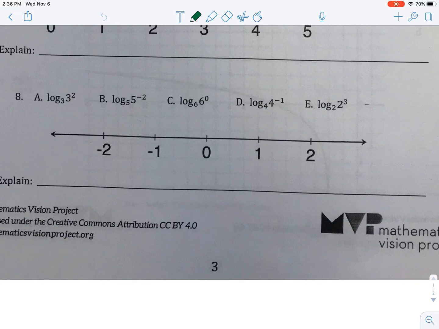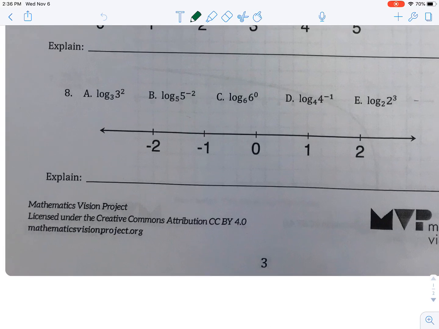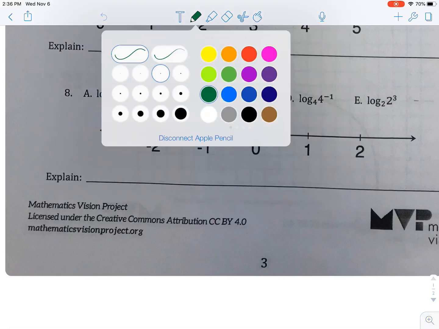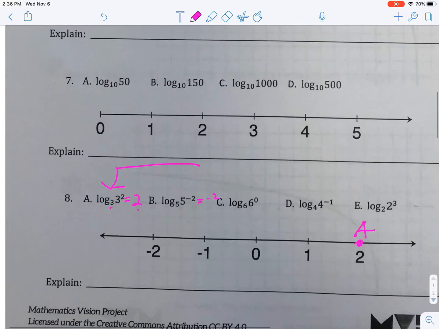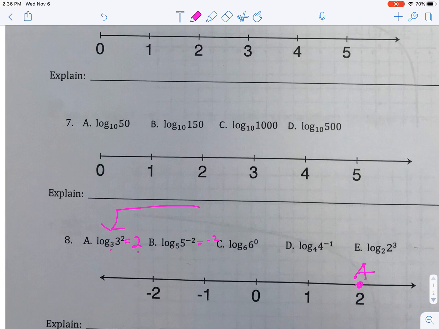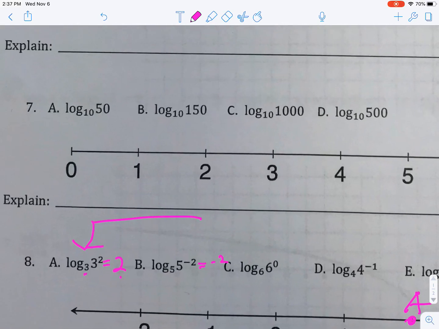Okay, so for these, I'll just do 8 because that's usually the toughest. So we have log base 3 of 3 to the 2. It's equal to 2 because, don't overthink it, 3 to the second power is 3 to the second power. So this one is 2. And actually all these are just the identity properties. So this one is -2. Let's do ones that might be a little bit tougher, like 7. All right.